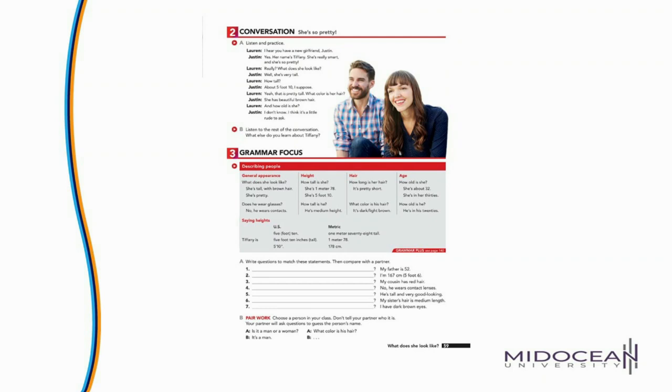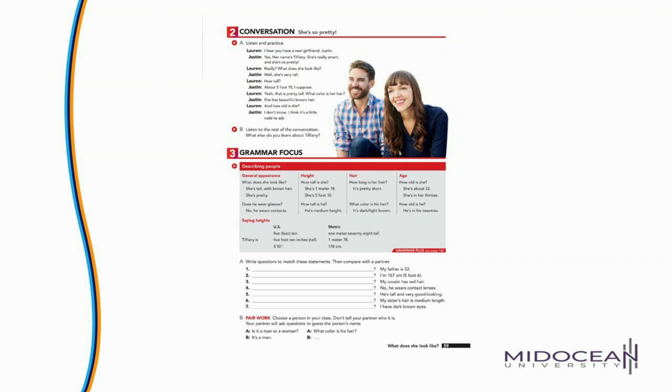Activity A. Write questions to match these statements. Then compare with a partner. So I read the statements for you. My father is 52. I am 167 centimeters. My cousin has red hair. No, he wears contact lenses. He's tall and very good looking.